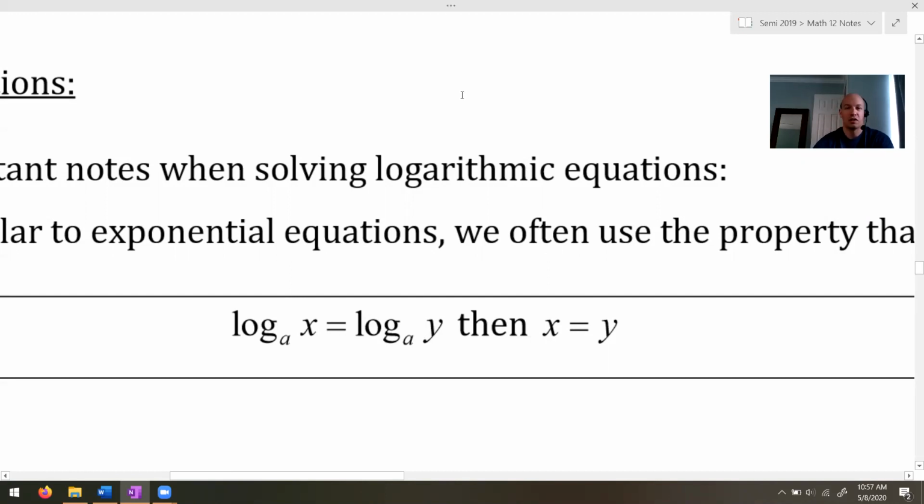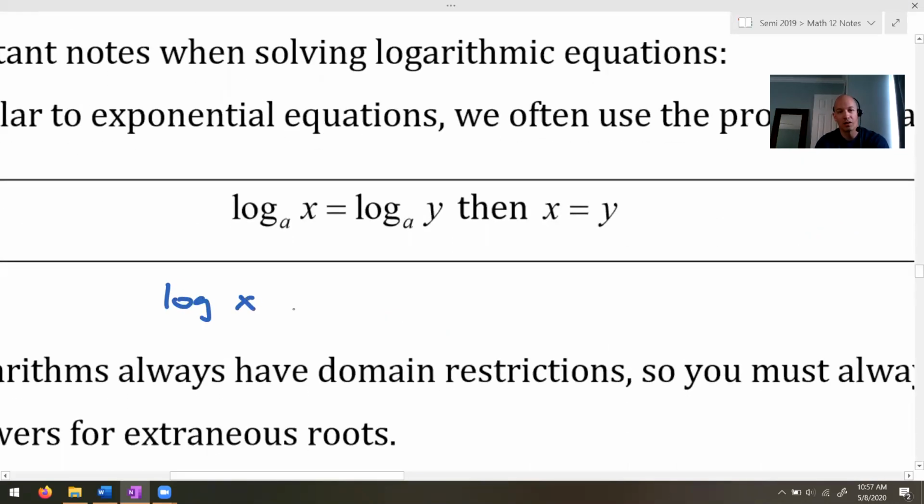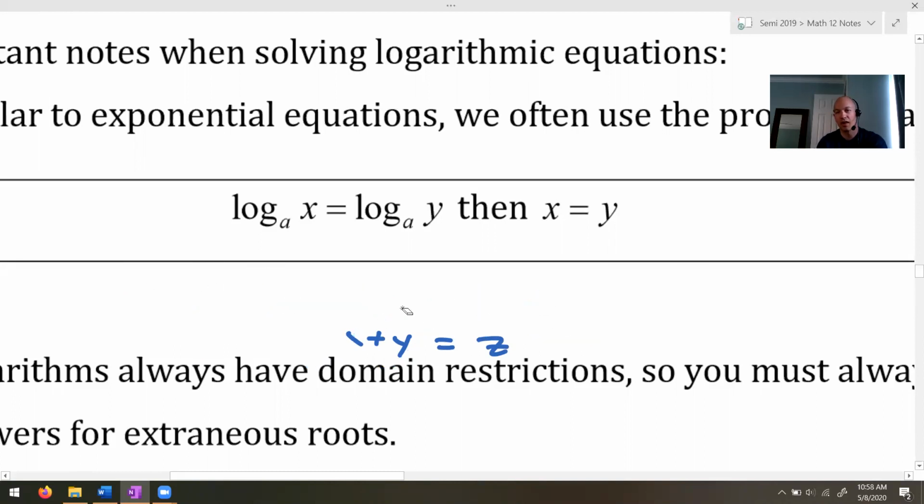One thing I'll point out as we go through more examples is that it's really important that we have one log on the left side and one log on the right side. It's going to be very tempting from time to time when you have something like log of x plus log of y equals log of z to say, let's just cross out all the logs and say x plus y equals z, but that is absolutely not allowed. We'll do some examples where that comes up, but just to be clear, that is not the case.